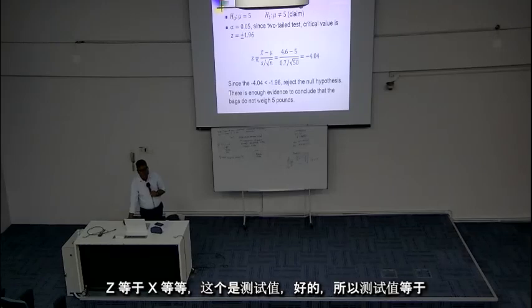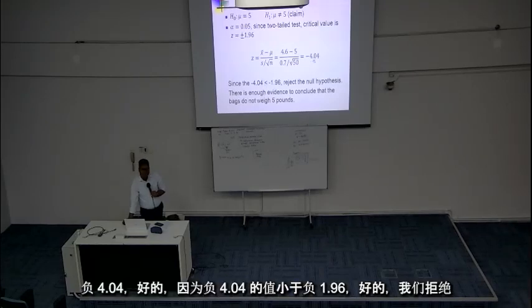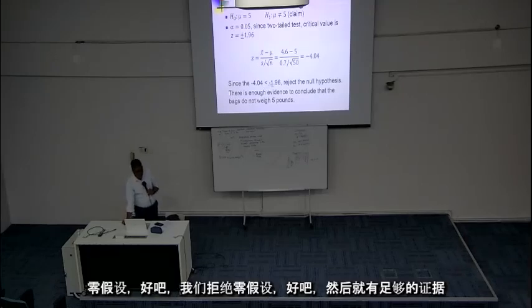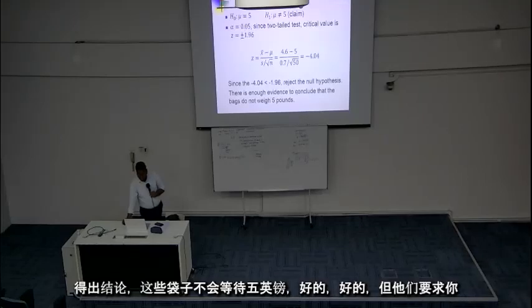Z is equal to x bar minus mu and so on. This one is the test value. So the test value is equal to negative 4.04. Since negative 4.04 is less than negative 1.96, we reject the null hypothesis. There is enough evidence to conclude that the bags do not weigh 5 pounds.